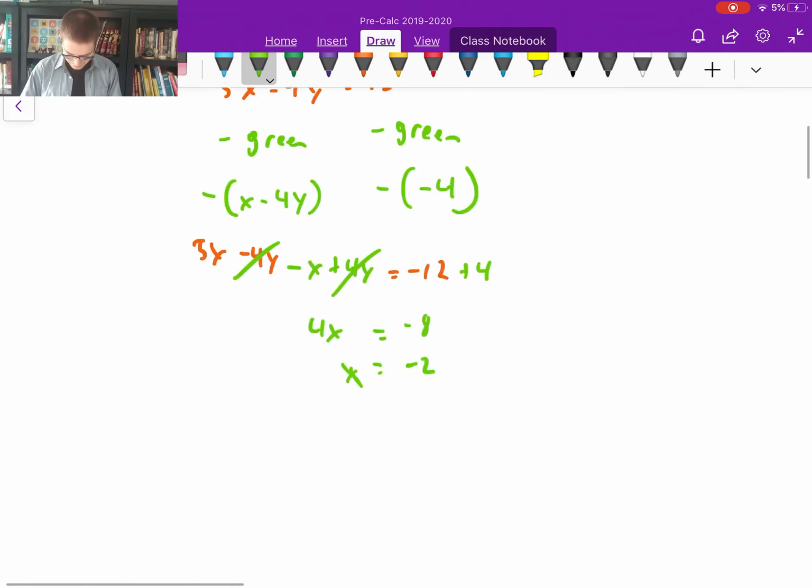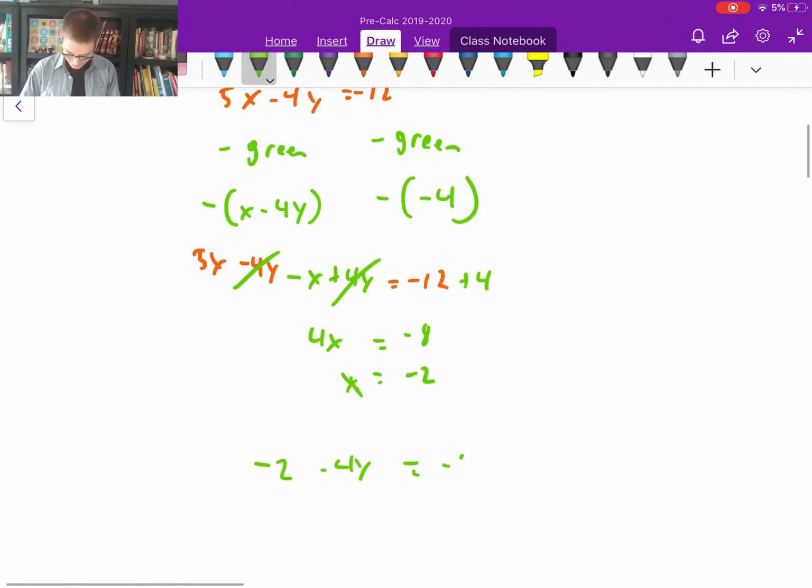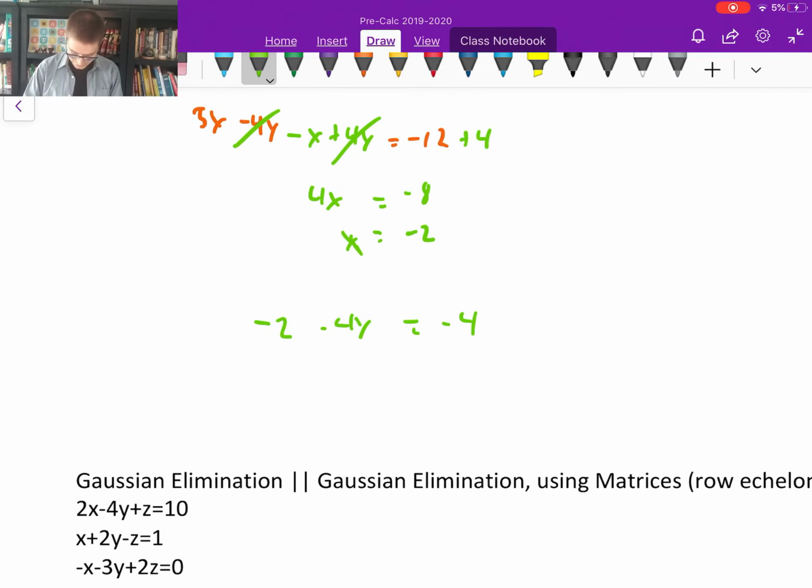This becomes negative 2 minus 4y equals, let's see, negative 4. I just plug this into the second equation. I could have plugged into the orange or the green equation, but I chose the green one, and that gives me, let's see, that says negative 4y equals 2, negative 2, because I add 2 from both sides, and you divide both by negative 4, you get y equals 1/2.